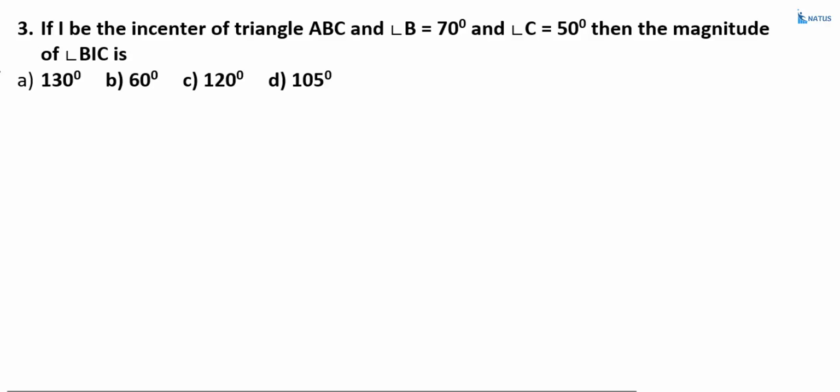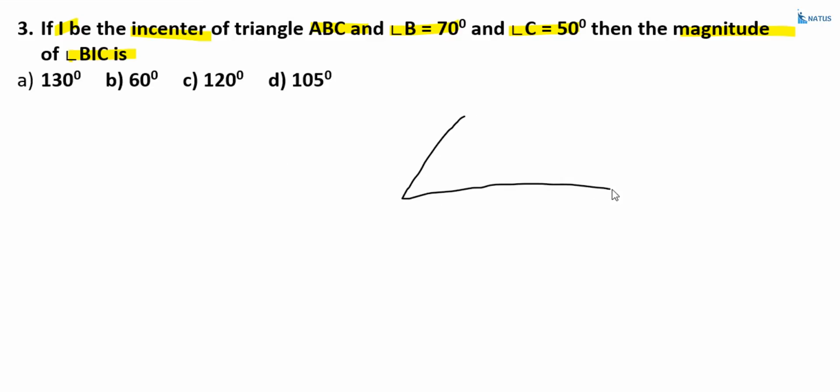Third one: if I is the incenter of a triangle ABC, angle B is equal to 70 degrees and angle C is equal to 50 degrees, then the magnitude of angle BIC, that is nothing but angle I. Now, let us take a triangle ABC. I is the incenter of ABC, that means the intersection point of the angular bisectors of the triangle. Angle B is equal to 70.